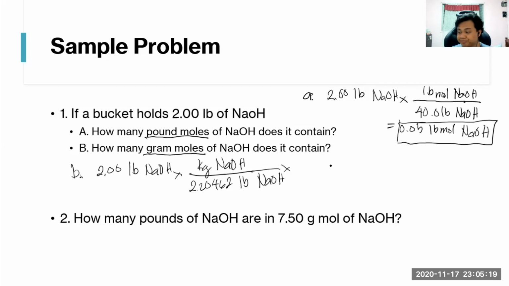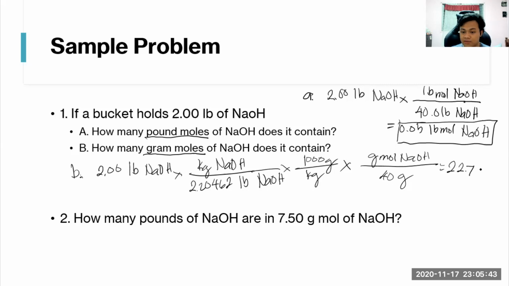And then 1,000 grams is in 1 kilogram. And then we have our gram mole of NaOH, over, we have 40 grams, okay, 40 grams, and it is equal to 22.7 gram moles. Okay, so actually don't be confused.